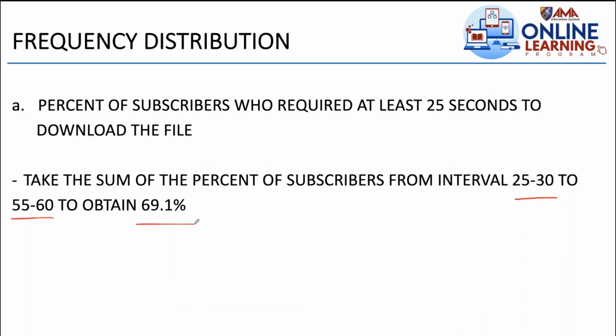Now, if you want to get the exact number of subscribers, not just the percent, multiply this by 1,000. Okay? That's why you put it in percent, because this number of subscribers can change, no? You want to generalize it, no? So in effect, in decimal, this is 0.691. So times 1,000, you will get 691. But that's not the question, right? The question is just percent.